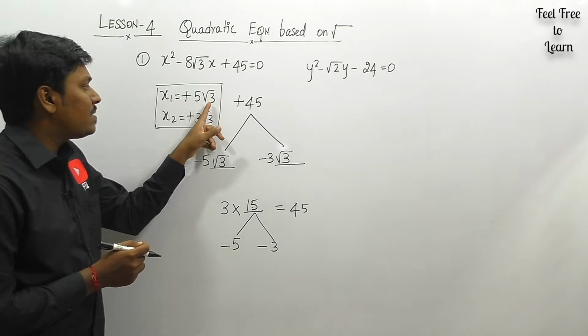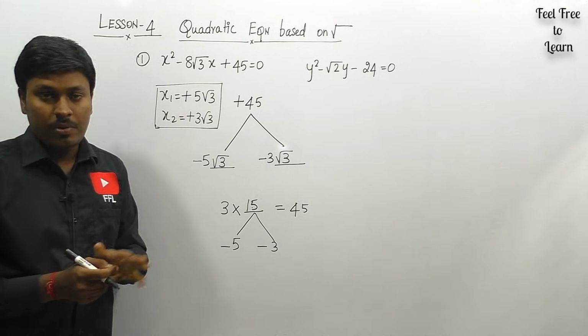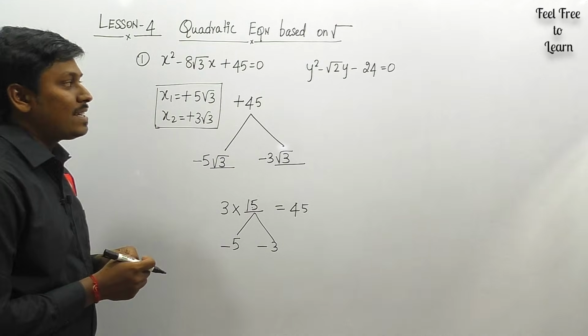I think everyone knows what is the value of root 3, right? Root 3 will be 1.732. Root 2 will be 1.414, right? So let me move on to the second expression, friends.